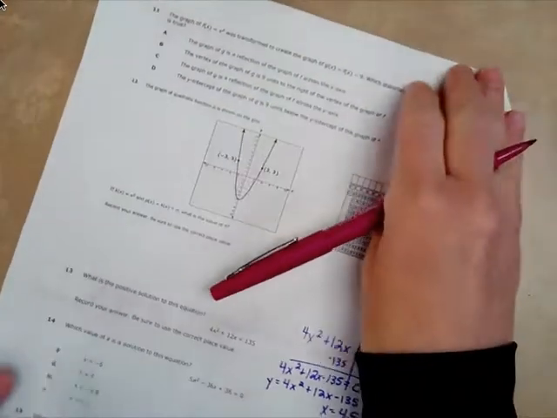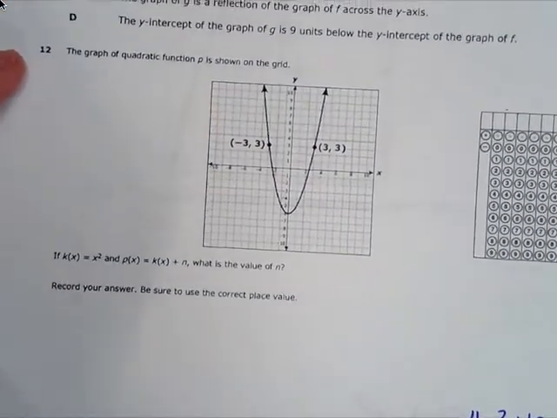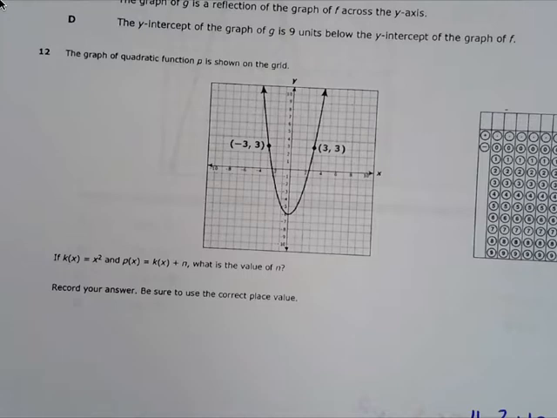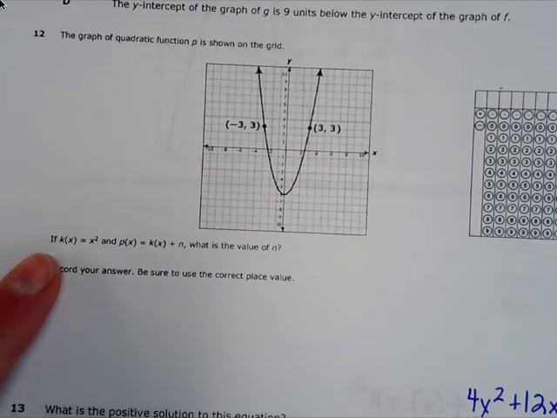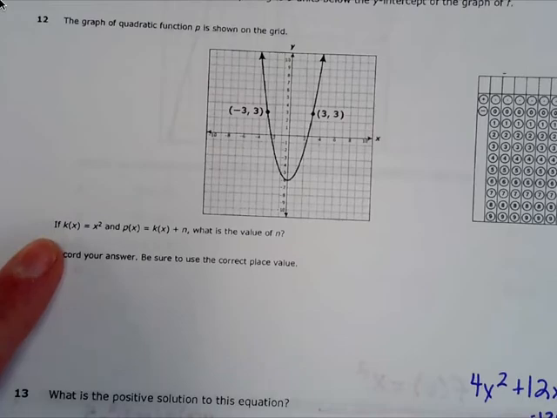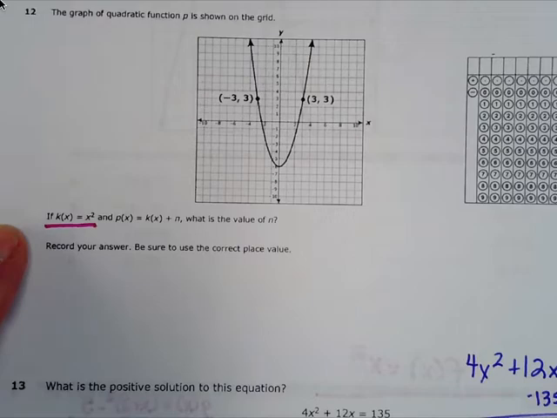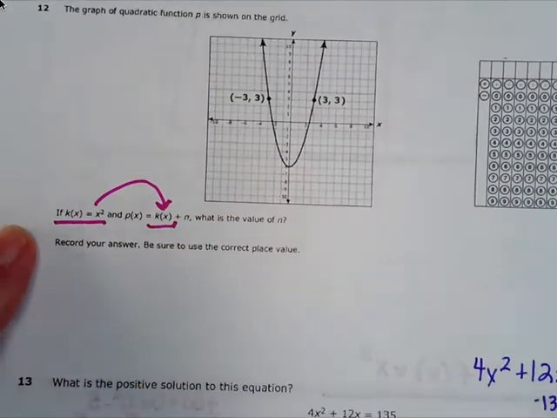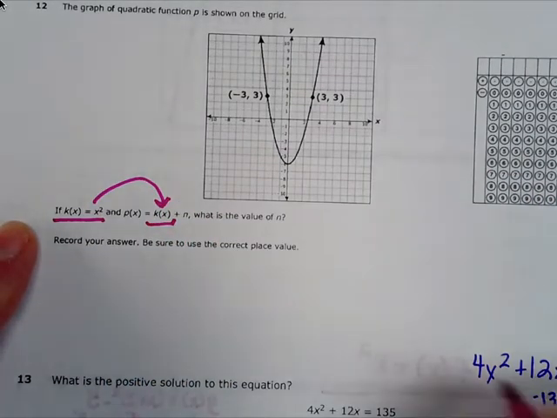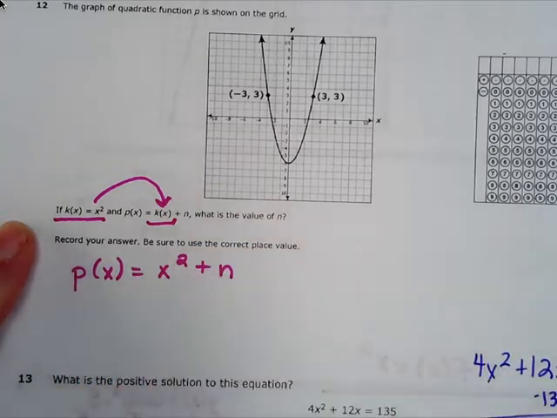Another transformation one would be, let's say 12. The graph of a quadratic parent function p is shown on the grid. If k of x equals x squared and p of x equals k of x plus n, what is the value of n? So this is our quadratic parent function, k of x equals x squared. So we're going to replace this k of x with x squared. So let's rewrite the function. P of x is found by doing x squared plus some value n.